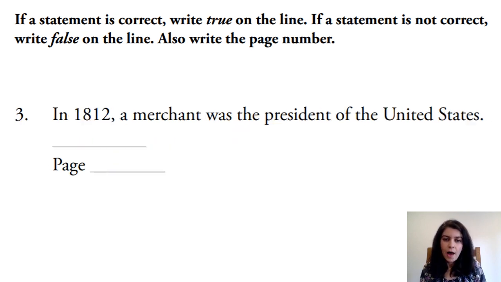In 1812, a merchant was the president of the United States. What do you think? Let's check our work. This statement is false. President Madison was the president during 1812, and it does not say anywhere in our story that he was a merchant, so that's false. We found that on page 24, where they were talking about who the president was at the beginning. They said the president was James Madison, and it didn't say anything about him being a merchant. Last one.